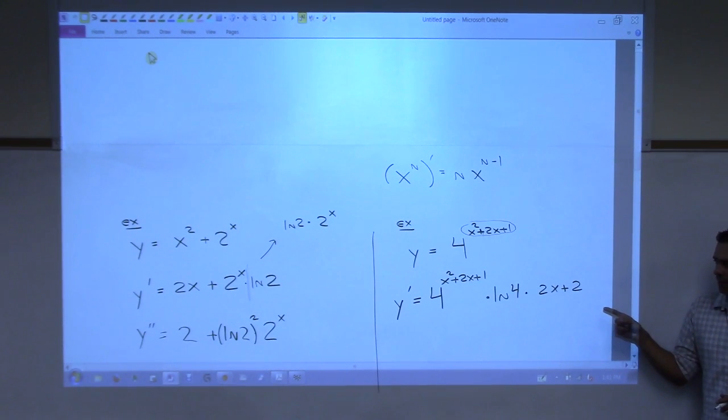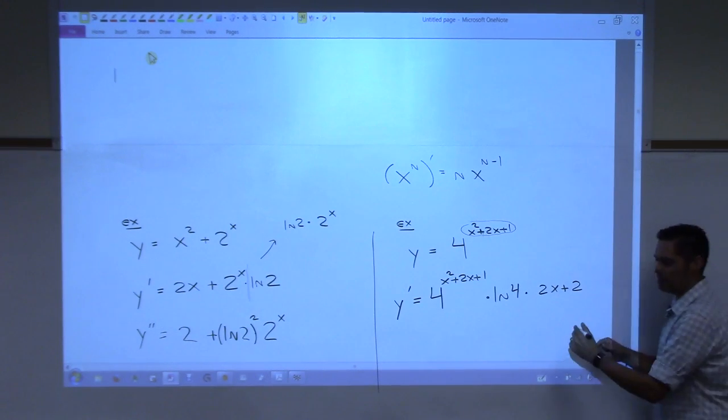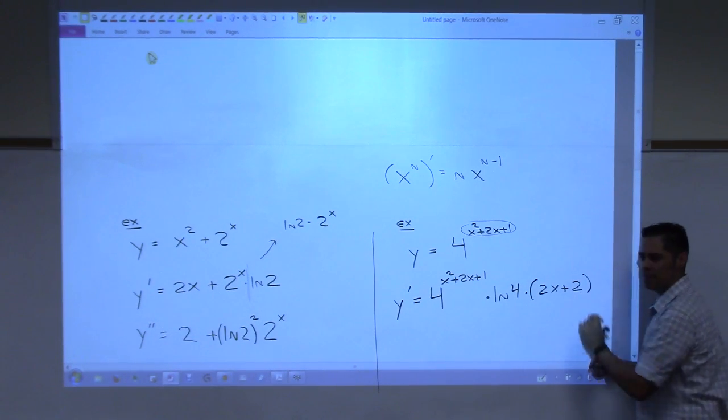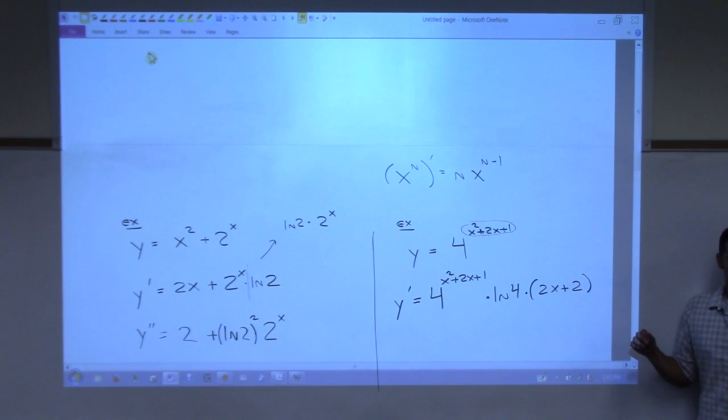Incorrect. A lot of people did this on the test. I took off for it. This is incorrect. Why? Oh, parentheses. This has to be in parentheses. It was almost universal that students were making that mistake.